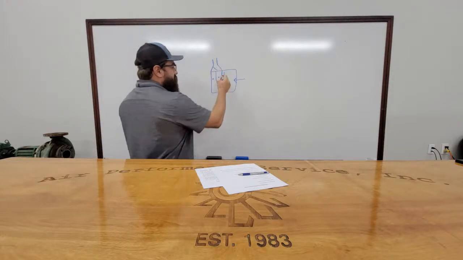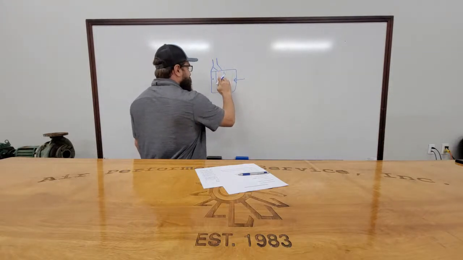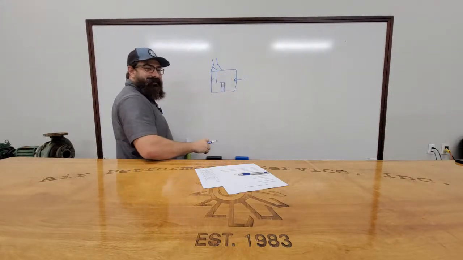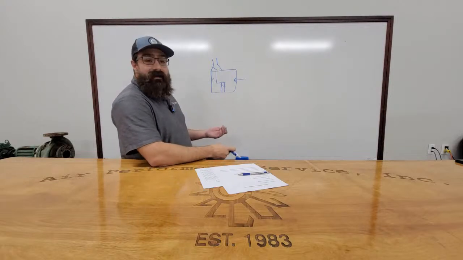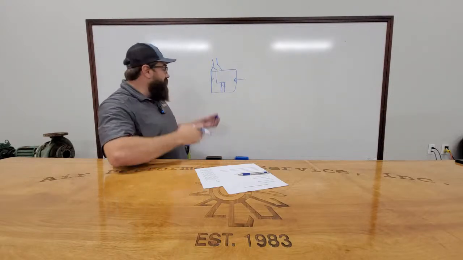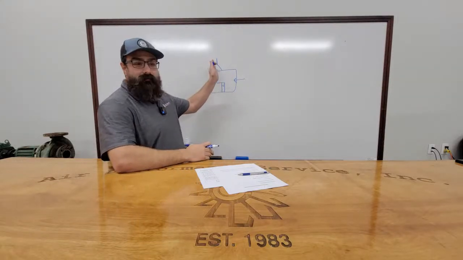In Texas, we don't have the hot deck. We have the cold. So we call these face bypass. So you either hit the face of the coil or you bypass it completely.